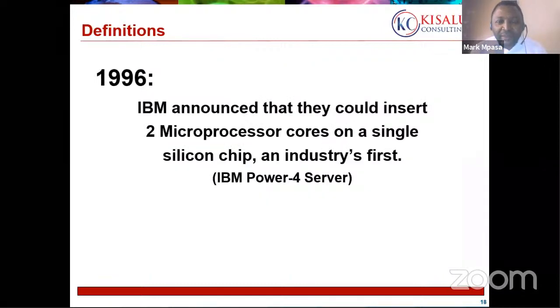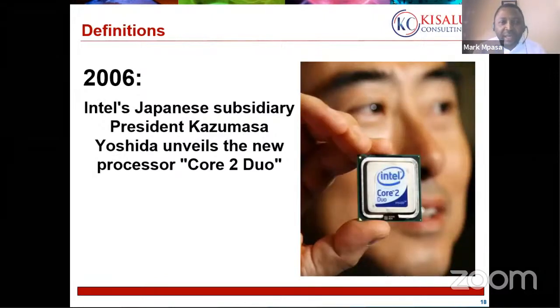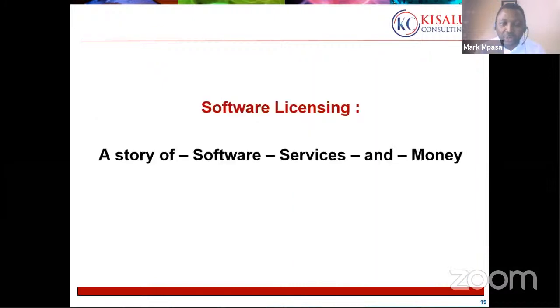Then came 1996, where IBM announced that they managed to slot two cores into one silicon chip, which was quite new at that time. And came 2006, where Mr. Yoshida unveiled the two cores in one chip, which is what we call a dual core.